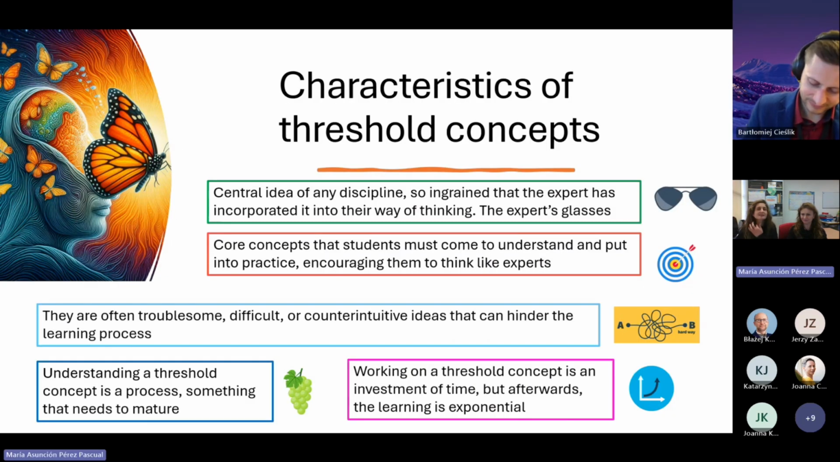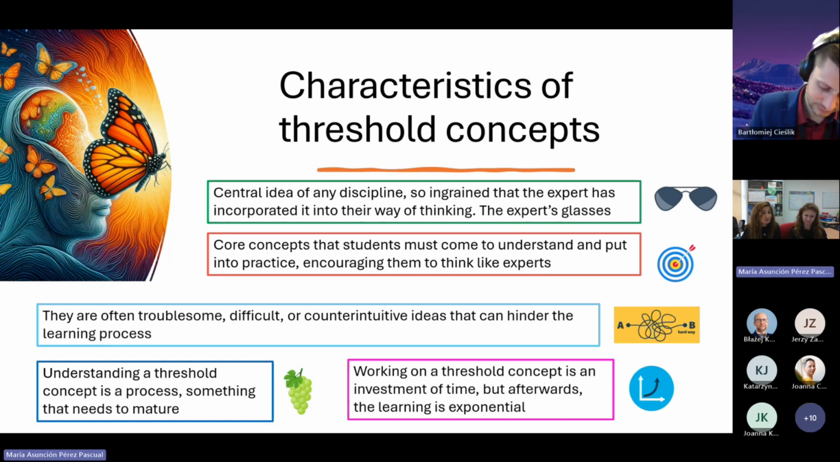Every single discipline has threshold concepts, and there is a lot of literature related to this. Some characteristics: they are central ideas of any discipline, so ingrained that the expert has incorporated them into their way of thinking. They are the expert glasses. Many times we cannot understand why our students don't understand us, because it's so easy for us, because we think with that concept. So we need to research a little bit about where students have problems related to these concepts, and talk a lot with them to identify what the problem is, because we cannot see it. It's so easy for us.